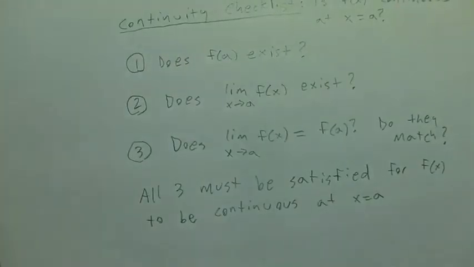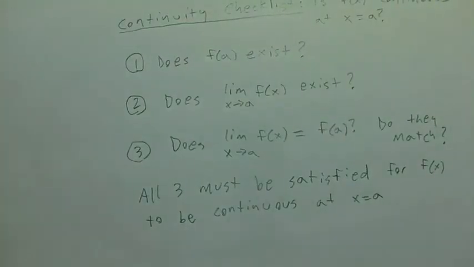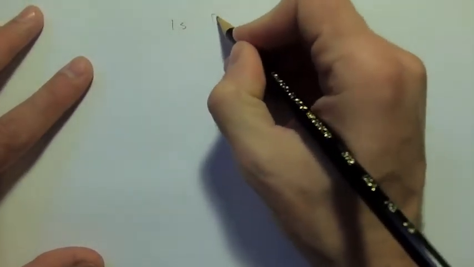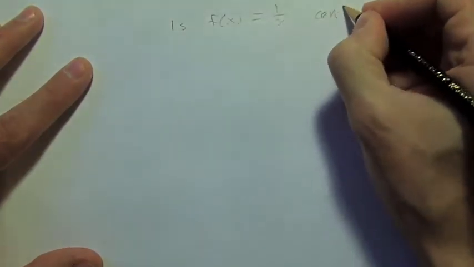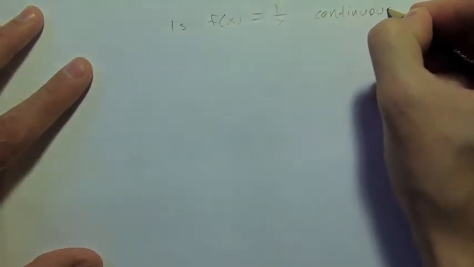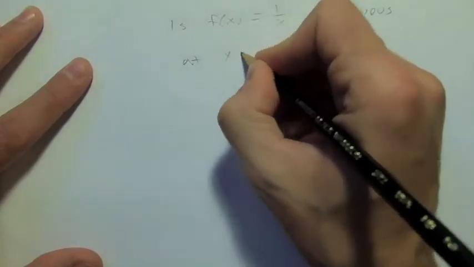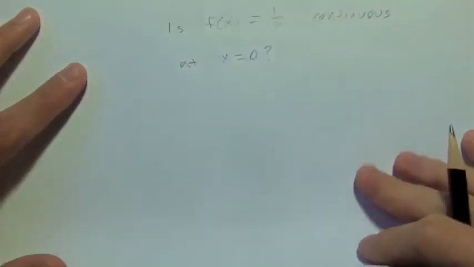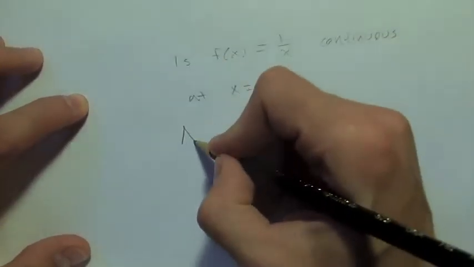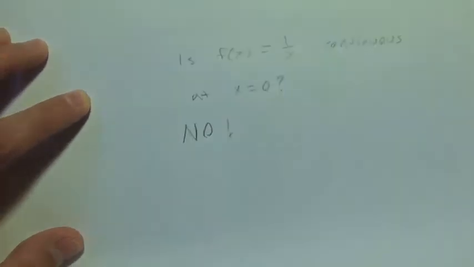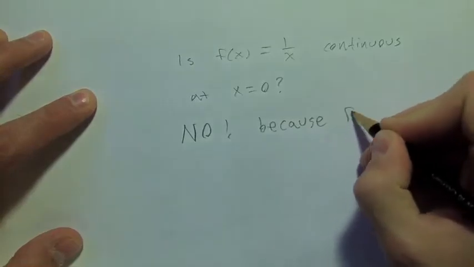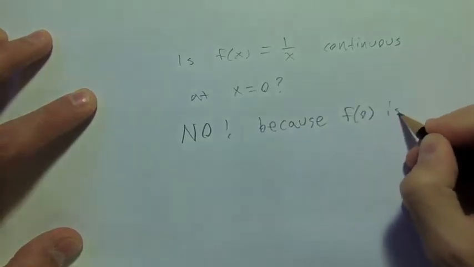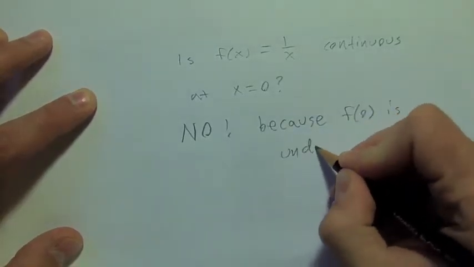So the nice thing about this order is I can pretty much say, hey, is f of x equal to 1 over x continuous at x equals 0? And I can say no immediately. Why? Because f of 0 is undefined.